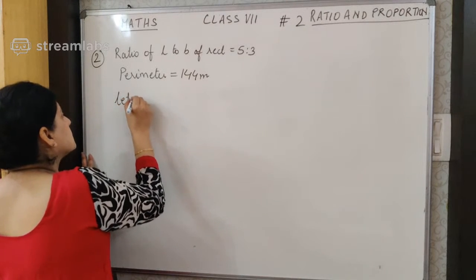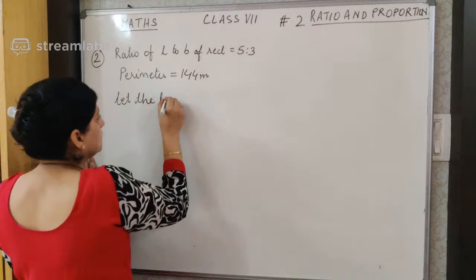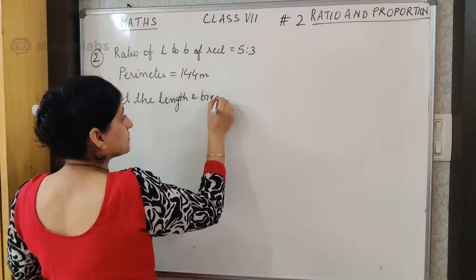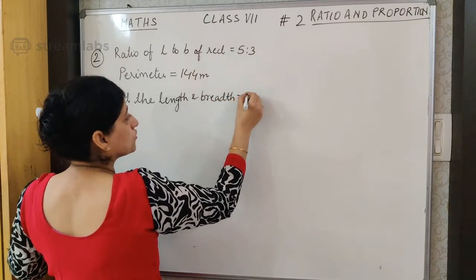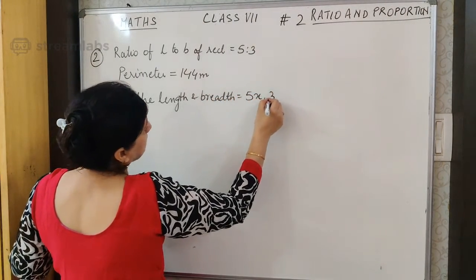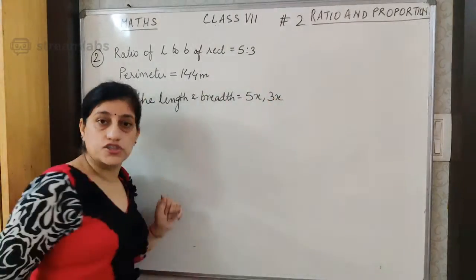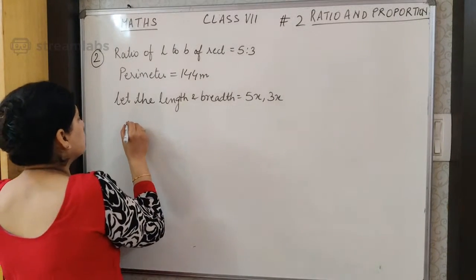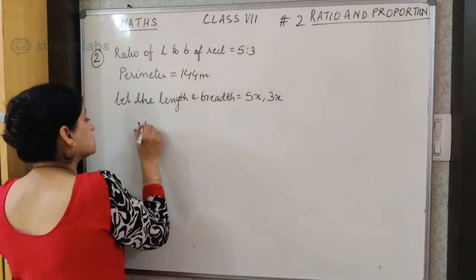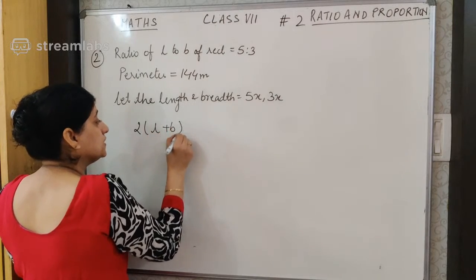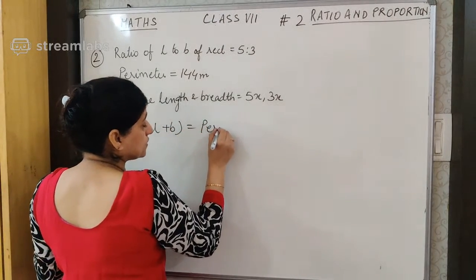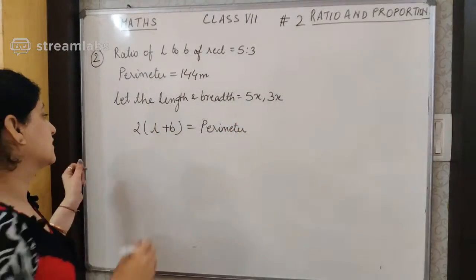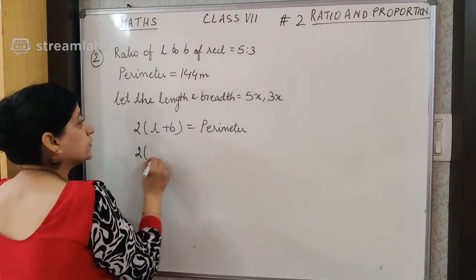Let the length and breadth be equal to 5x and 3x, because this is the ratio and this is taken as the actual dimension. Then we have the formula for perimeter. Twice of (L plus B) is equal to the perimeter. This you all know, children, right? We all know very easily. We have done this earlier.